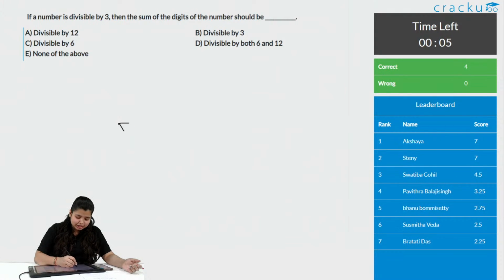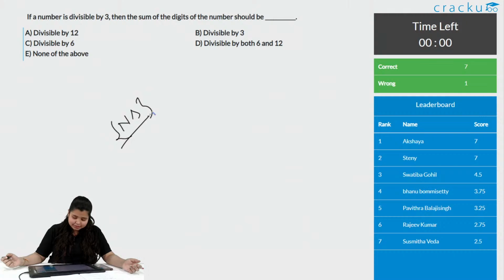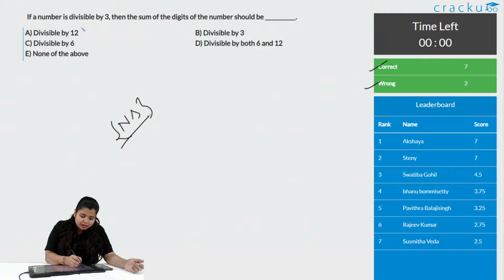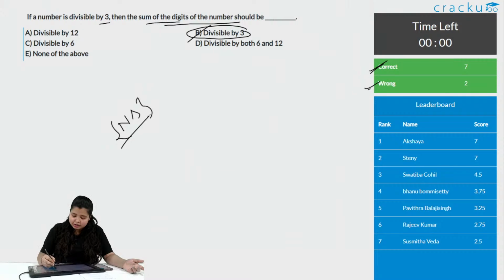This question, you can say, is from the number system. And with this the time is up. We have 7 correct answers and 2 wrong answers. Yes, Nancy, option B is the correct answer. If a number is divisible by 3, then the sum of the digits of the number should be divisible by 3, which is correct. Option B is the correct answer and 7 people got this correct and 2 wrong.